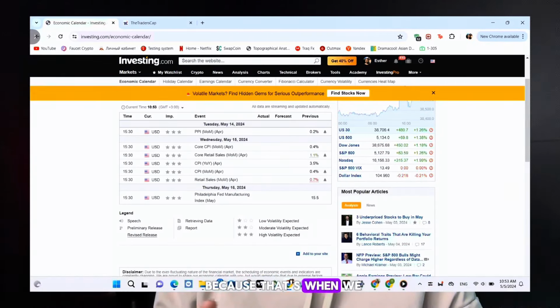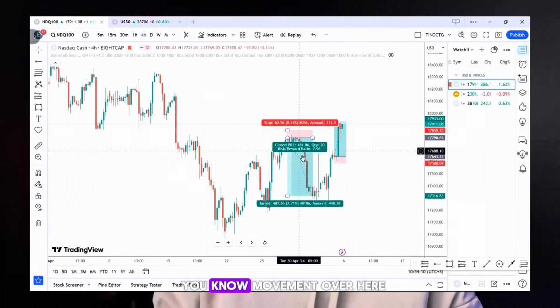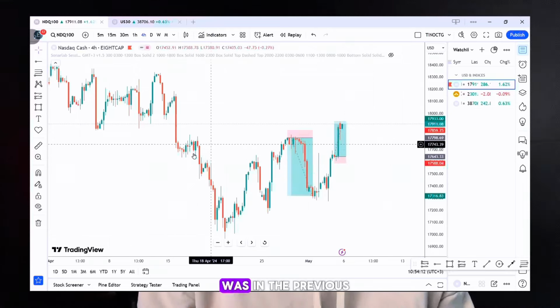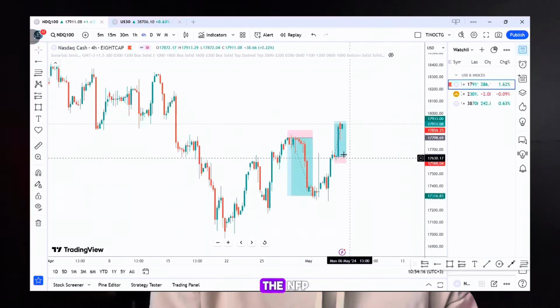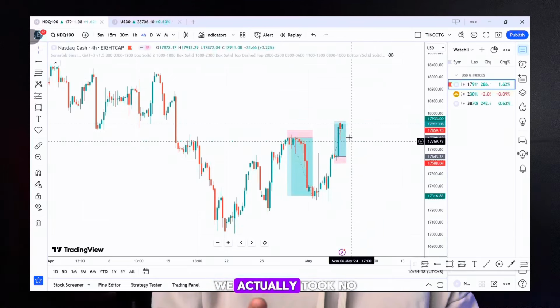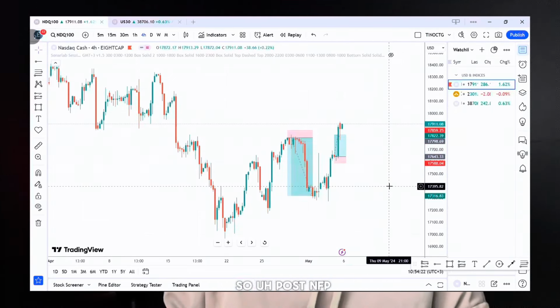So right now, as we go onto our Nasdaq chart over here, you can see that we had a beautiful trade on Nasdaq. In fact, we had beautiful trades on Nasdaq this particular week, right? If you did watch the multiple take profit strategy that I used to write down this movement over here, all of this was in the previous weekly analysis, which played out absolutely lovely, right? And then this is the NFP trade that we actually took. No, the take profit wasn't to the top date. I think it was somewhere here, right? So post NFP, we want to know what is happening in the market around about this place.